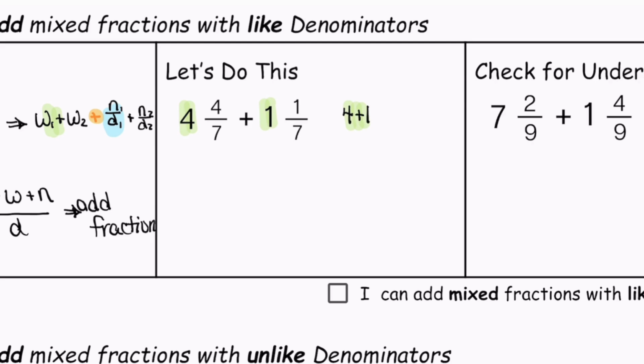Then we're going to go to our proper fractions. We have here in our first one, 4/7, and here we have 1/7. So we're going to add those two together here, and we're going to put 4/7 plus 1/7.